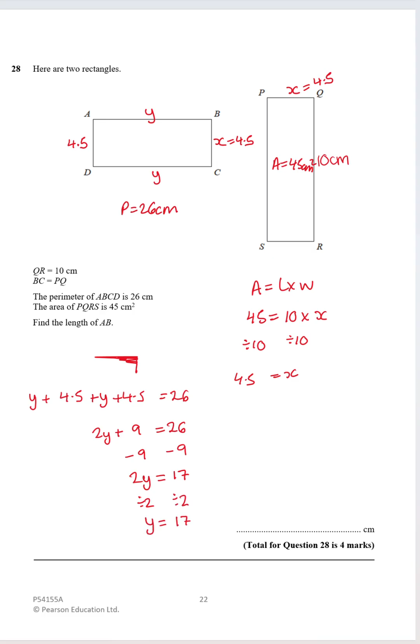At this point, you could just write 17 over 2, or you could write 8.5. Sorry, 8.5 is completely up to you, doesn't really matter. You'll get the answer mark either way.